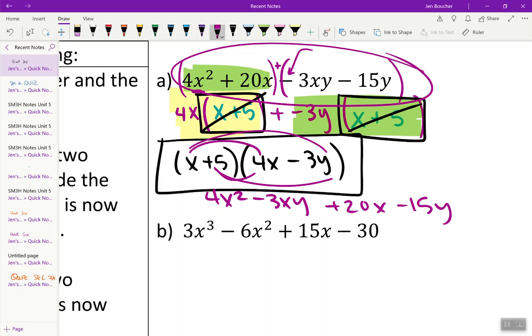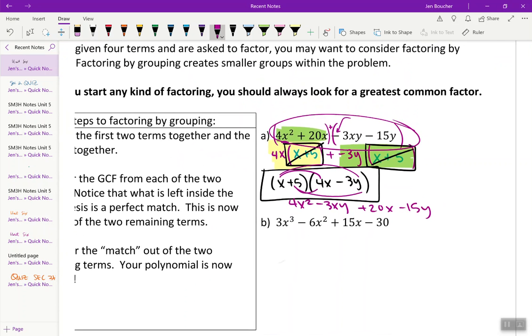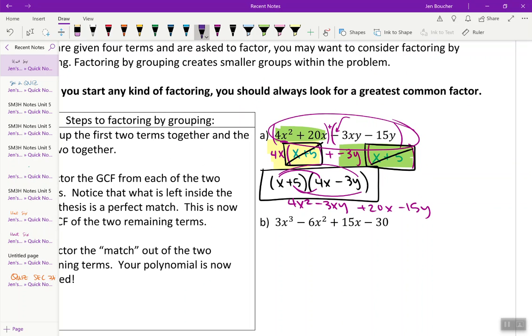Last unit, we did a lot of multiplication. This unit, we're going to take the long thing that's been multiplied out and put it back to the multiplication problem. It's the reverse. Okay, let's do it again. Very procedural. What do you do first, second, third, fourth? So first we do what? Step 1. What does it say? Yes. We're going to group the first 2 terms and the last 2 terms.